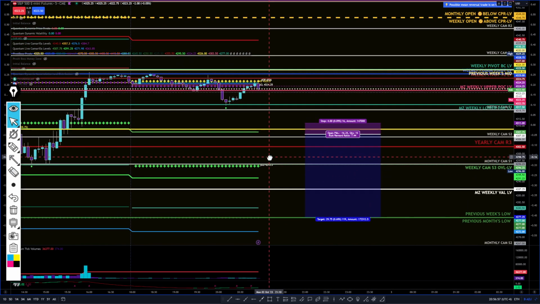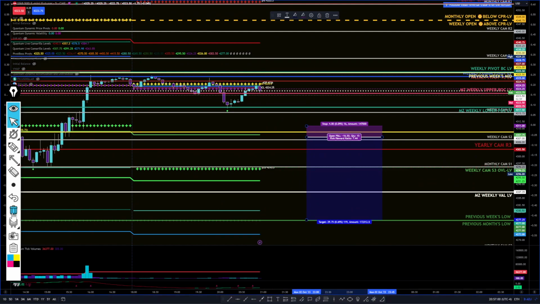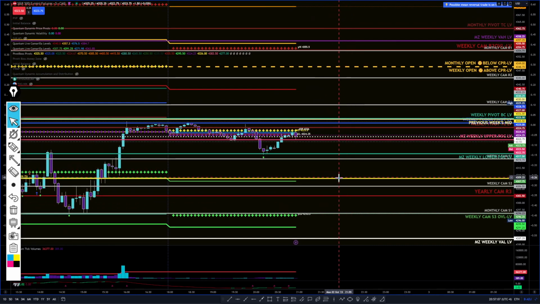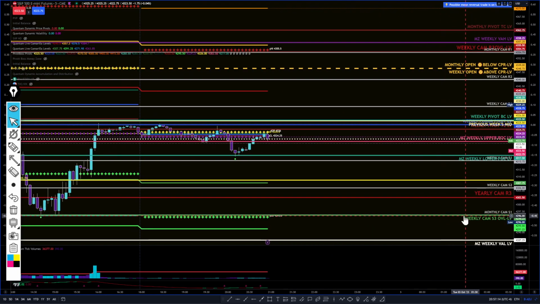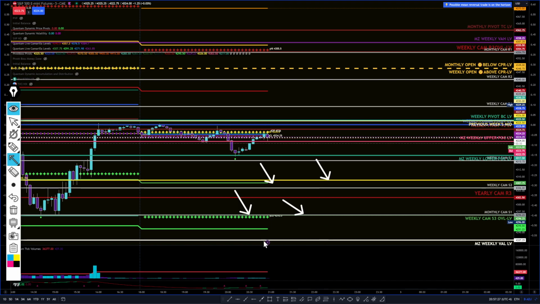So we have a couple of targets for a continuation lower, and we also have to think about if we do get support at this Camarilla S3 level. So let's see here. If we see support at this Camarilla S3 level, or you could see here weekly Camarilla S3 is at this level right here, which was yesterday's low. If we do get buyers here again at these levels, or even Camarilla S4, it depends on how price action moves, we could actually get a long position. Hold on one second.